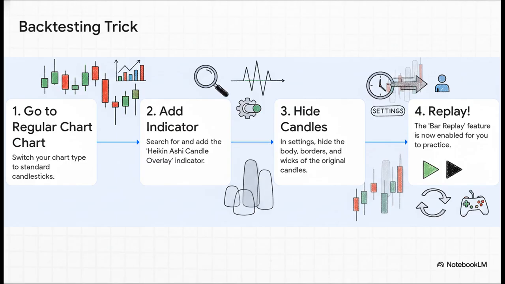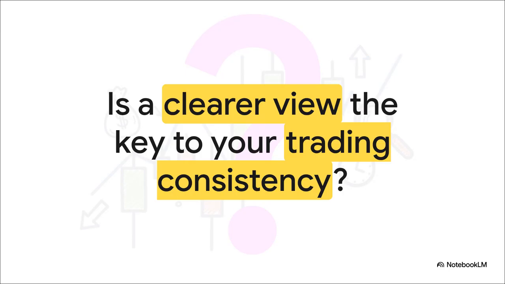First, stay on your normal, regular candlestick chart. Second, add an indicator. Just search for Heikin Ashi candle overlay. Third, pop into your chart settings and just hide the body, borders, and wicks of those original candles. Bam! This little workaround lets you use the replay tool to your heart's content, so you can practice and build your skills completely risk-free.